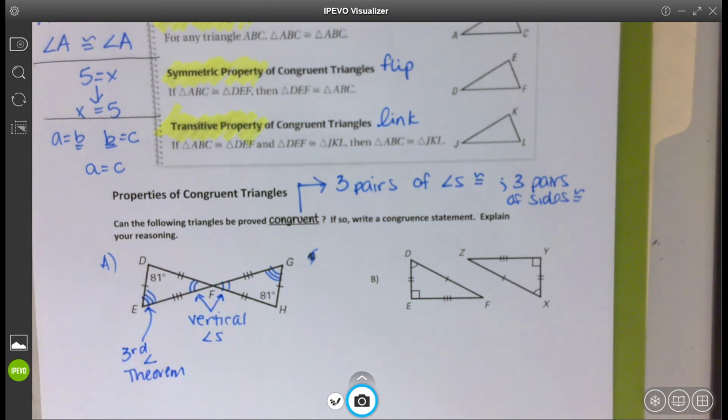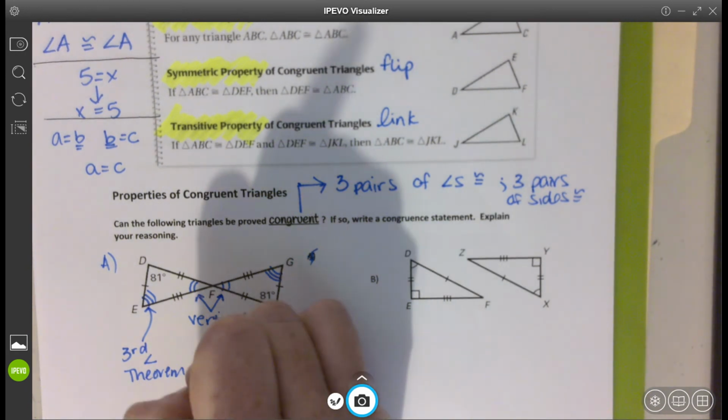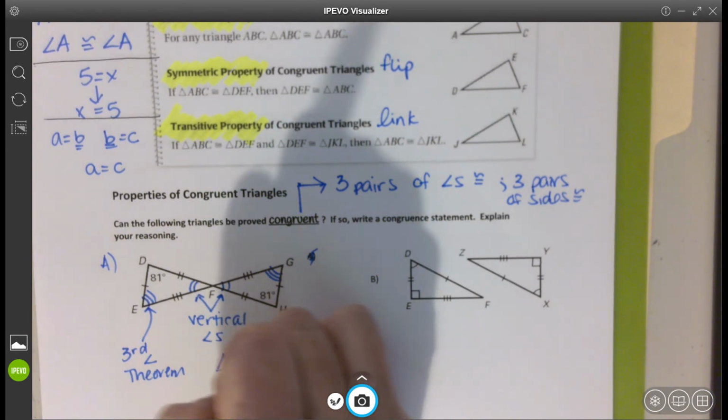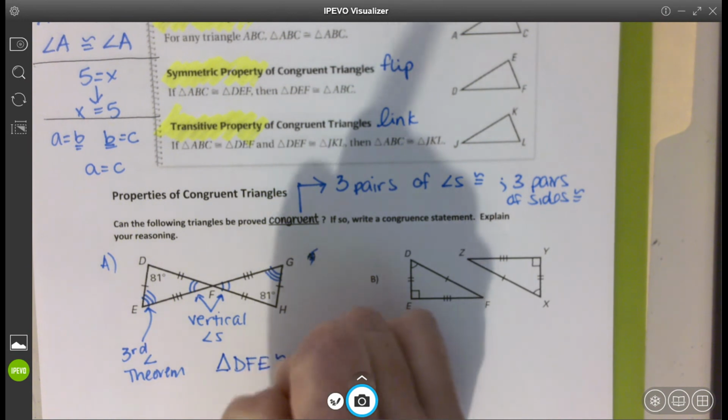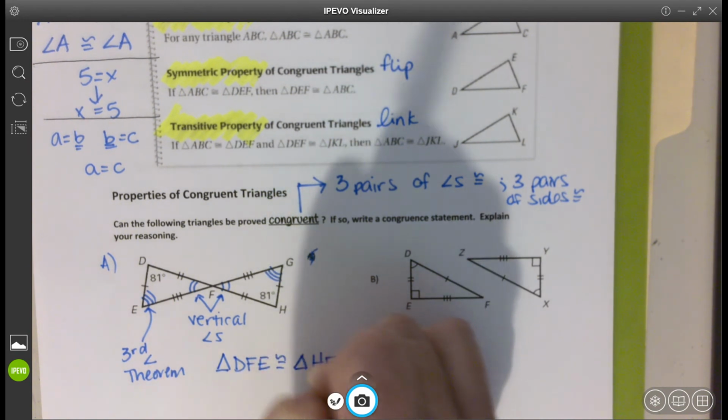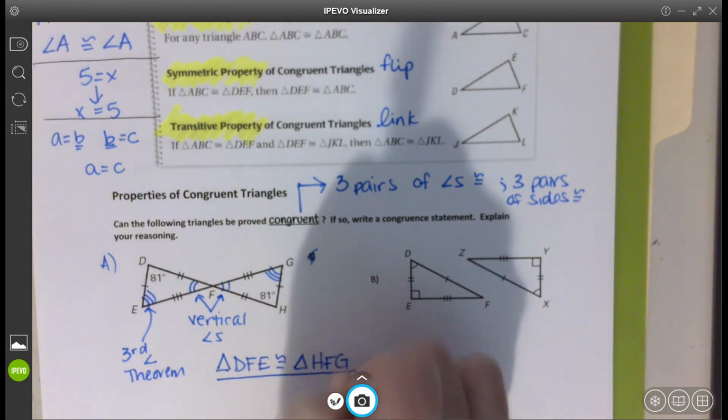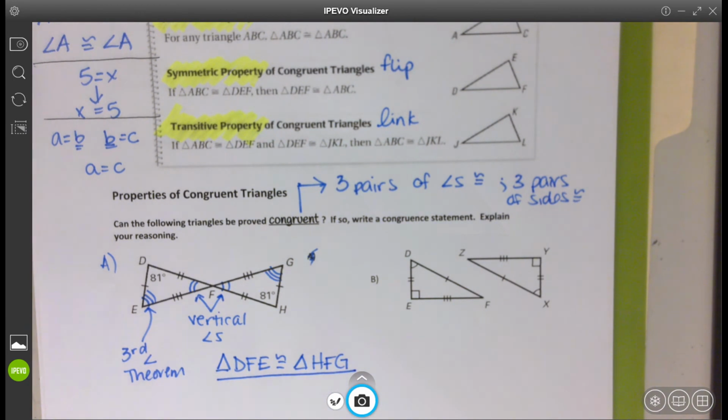So looking at this triangle, I have 3 pairs of congruent angles and 3 pairs of congruent sides by all the tick marks. So I can say triangle DFE is congruent to triangle HFG. If they are congruent, you should be able to write a congruency statement. Remember, order does matter.